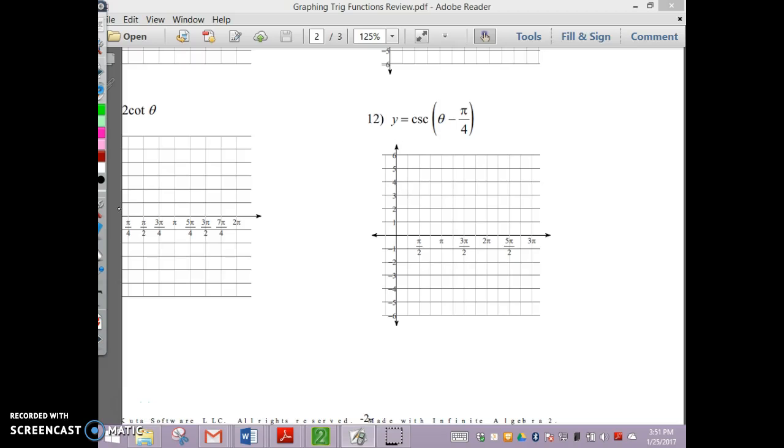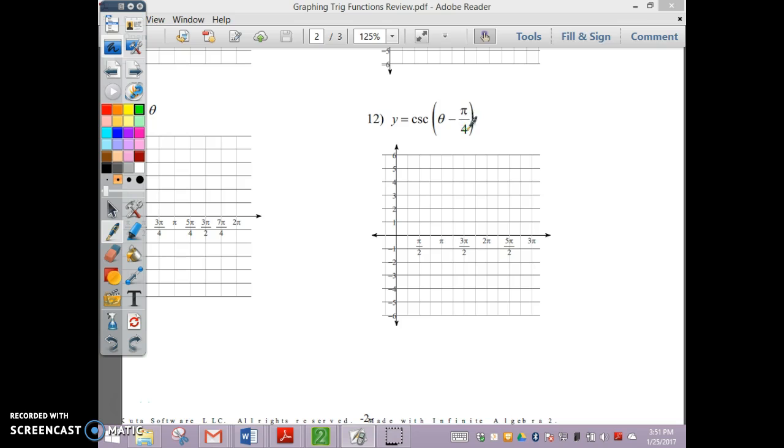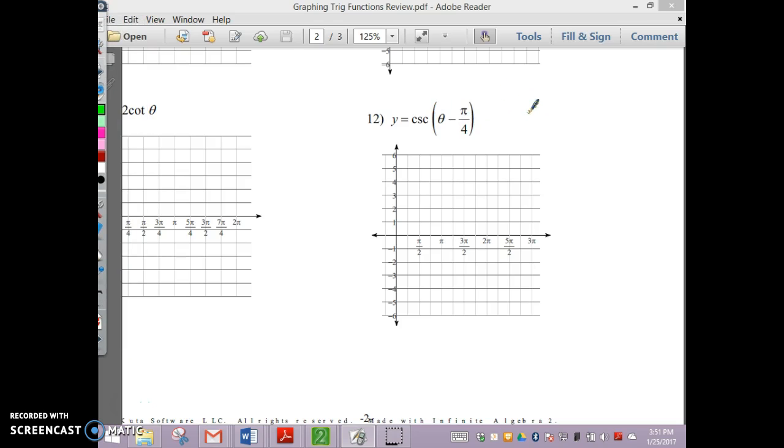Welcome back, part 2. Okay, last graphing one, cosecant. So when we're graphing cosecant, we start off with sine, because those are the reciprocals. So thinking about our unit circle again, 0 max, 0 min, 0.